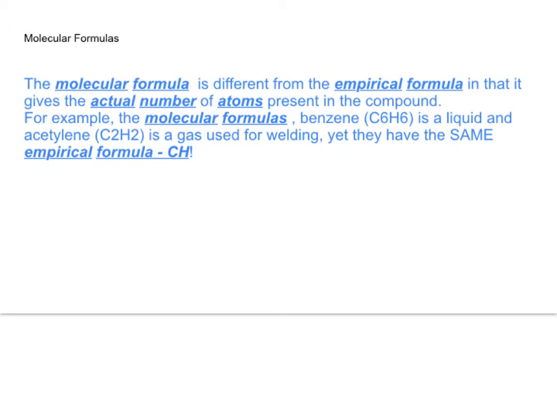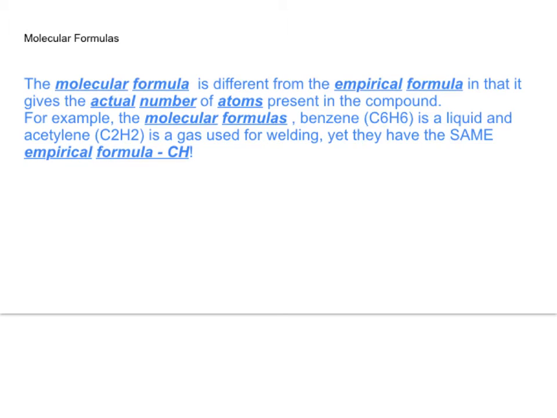The molecular formula is different than your empirical formula that we talked about yesterday in that it gives the actual number of atoms present in the compound. If you remember, the empirical formula is the lowest whole number ratio of atoms in a compound. So the molecular formula will tell us exactly how many atoms really are present in the compound.